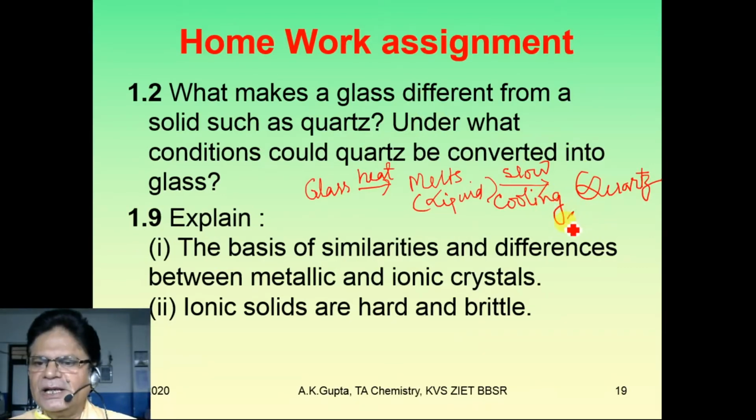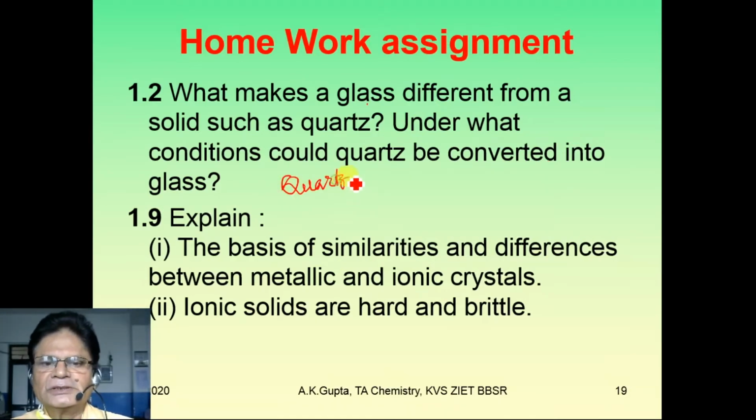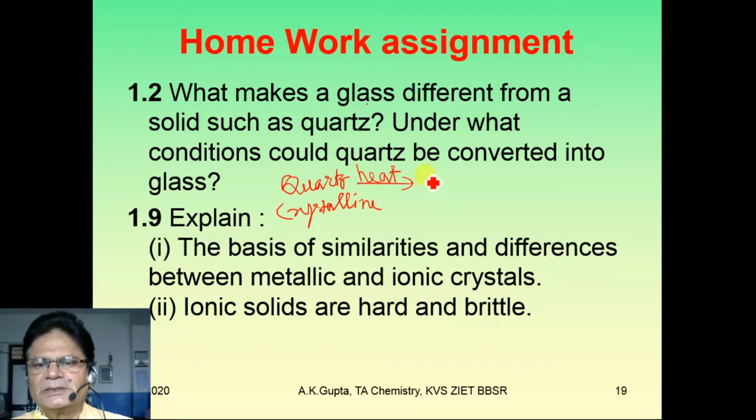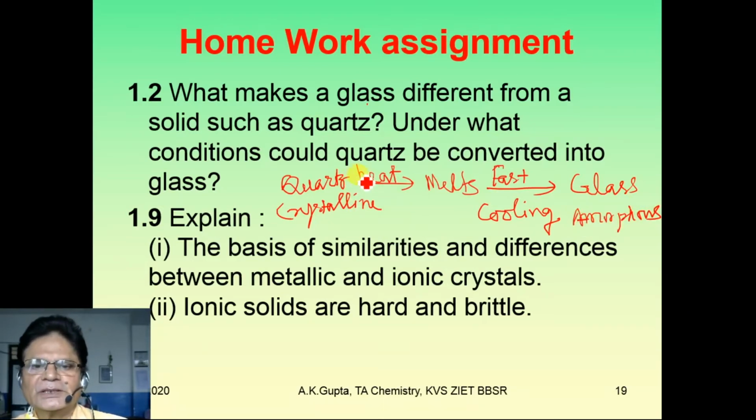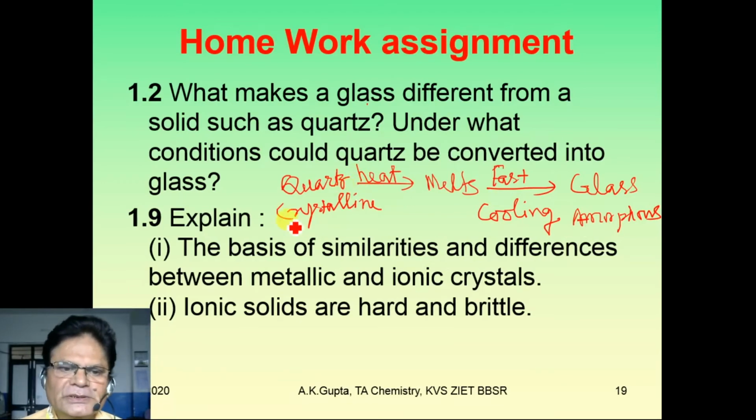Quartz is crystalline and glass is amorphous. Quartz is crystalline, right? Heat it, it melts, and then fast cooling. If it is cooled fast, the quartz becomes glass. This is amorphous. Glass is amorphous, right? So this is how quartz can be converted into glass.